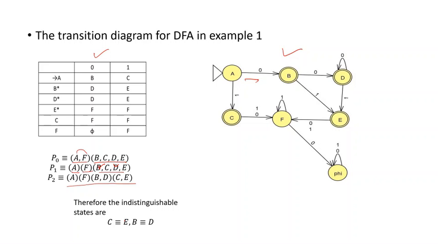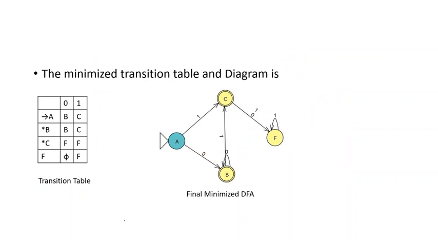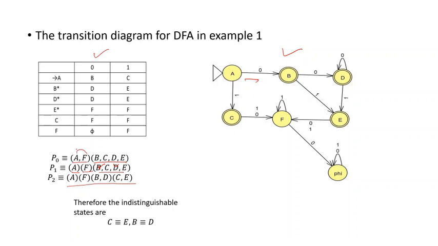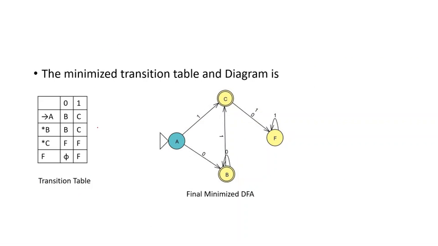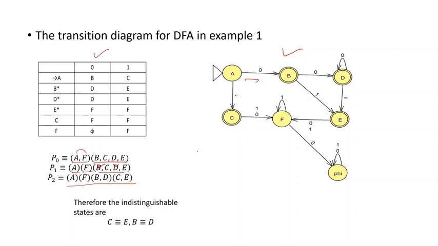Using these modified partition states, we obtain the modified transition table. Okay, it is just obtained by replacing D with B and E with C. We get the final partition table, and this is the final optimized DFA for the DFA here. So this is the partition table method.